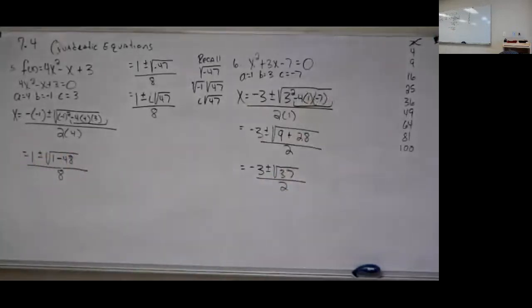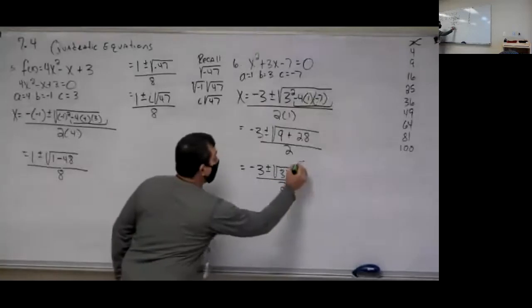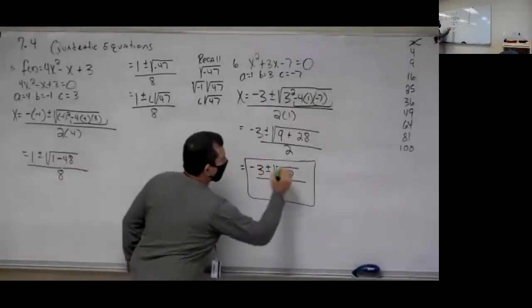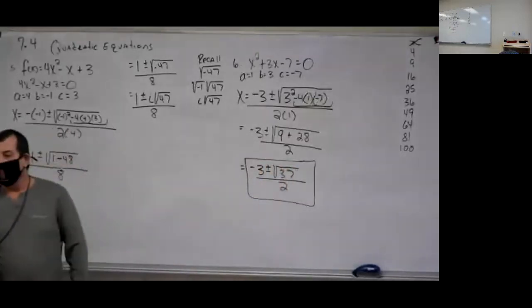So if we're going to go any further, that 37 would have to simplify. You know, 37 isn't divisible by 4, isn't divisible by 9, 16, 25, everything else is too big. So since my radical does not simplify, this should be my final answer. You're not going to change it.